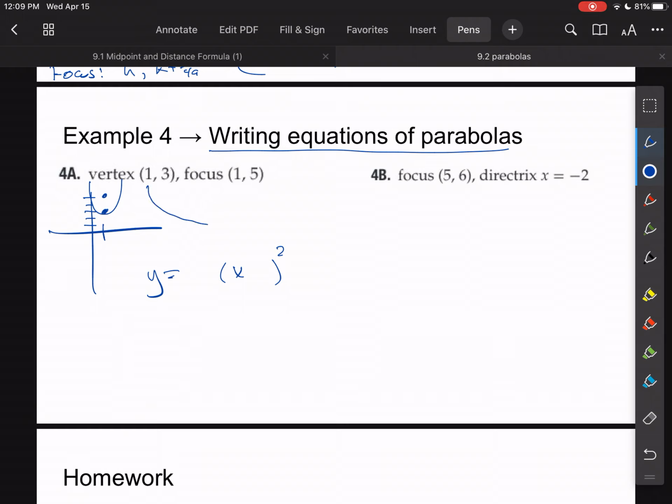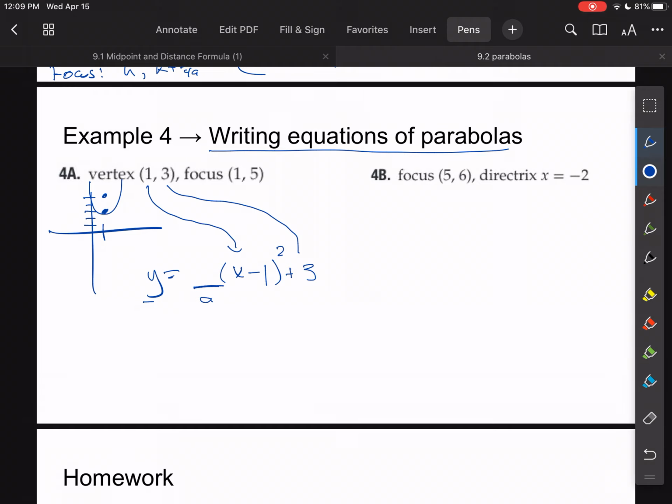So notice, if this is a 1, this factor has to be whatever would make this go to 0 if we plug a 1 in, so it would be -1. And then the y value is always out here, when it's a y equals. So we have this. The thing that we're missing is the a value.